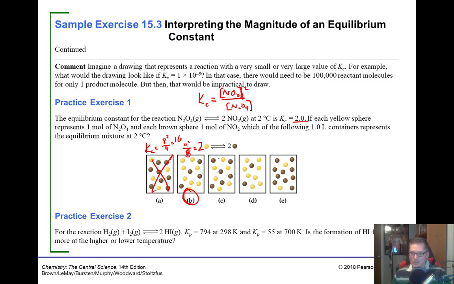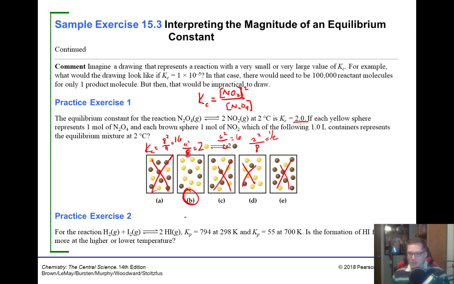We can check the other ones just to make sure our pattern's working out. This one would be 6 squared over 6, so that's going to be equal to 6. And then 2 squared divided by 8, that'd be 4 over 8, which is equal to 1/2. That's no good either, so cross those out. And this last one is not going to work either. So it's got to be B. B's our answer here.